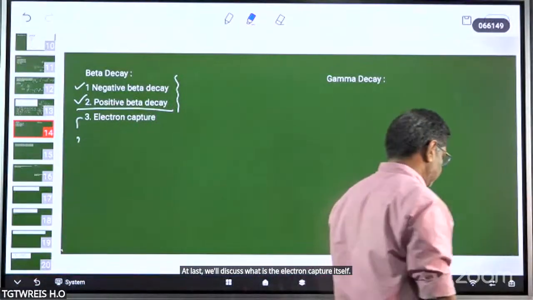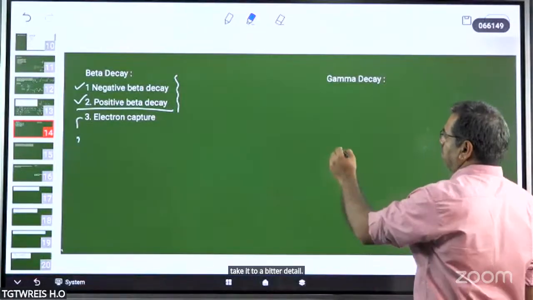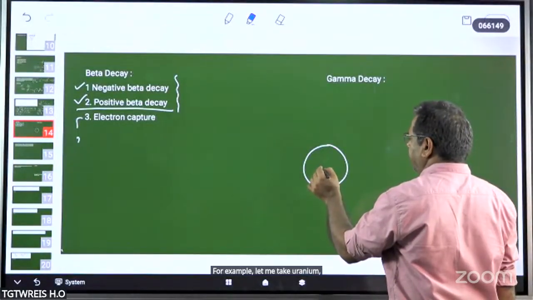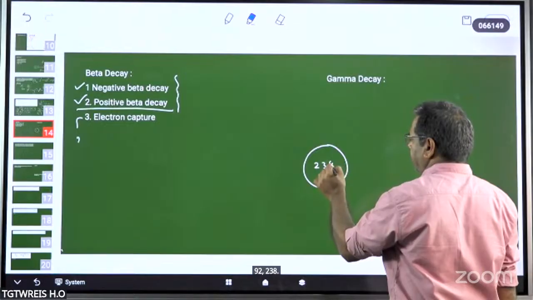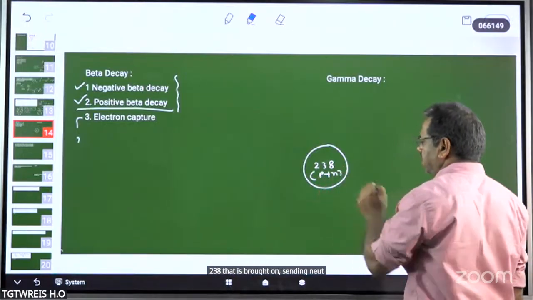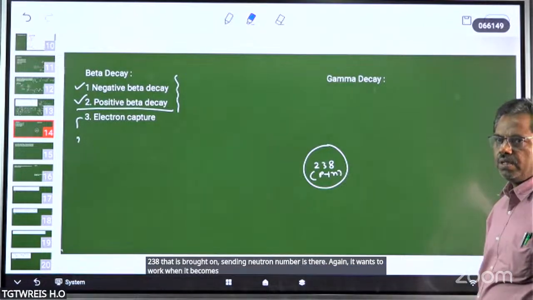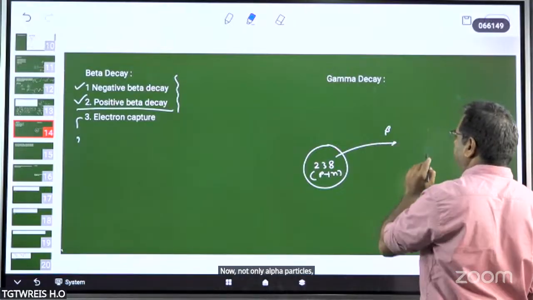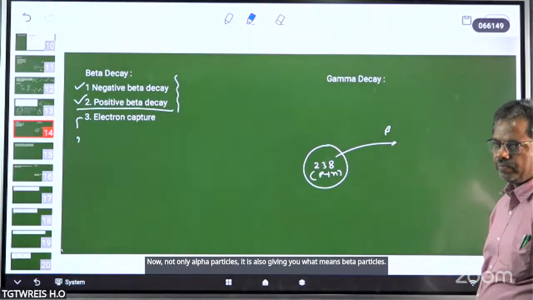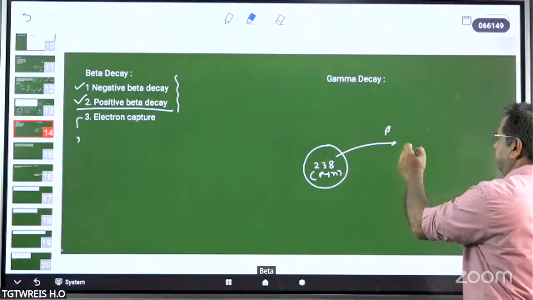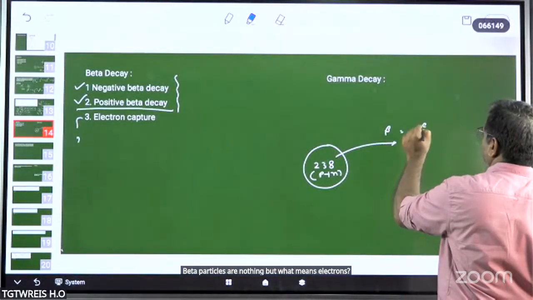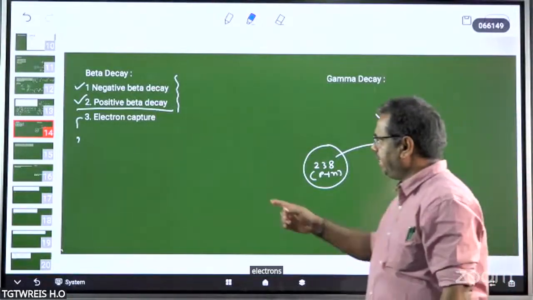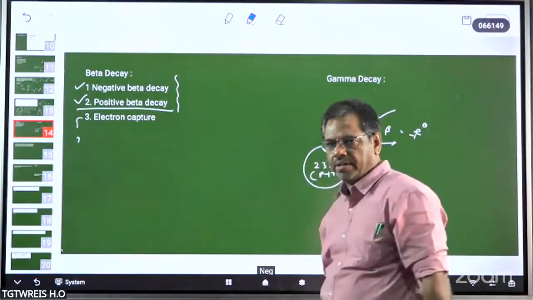Negative beta decay. Okay, now this is a heavy nucleus. For example, let me take uranium, 92, 238. 238 is the number of protons and neutrons. Again, it wants to become stable. Now to get stable, not only alpha particles, it is also giving beta particles. Beta particles are nothing but electrons. Better to say negative beta decay.